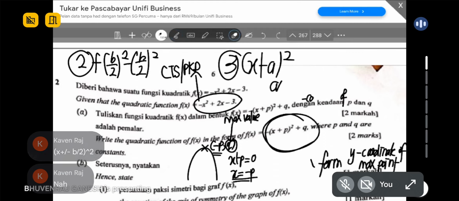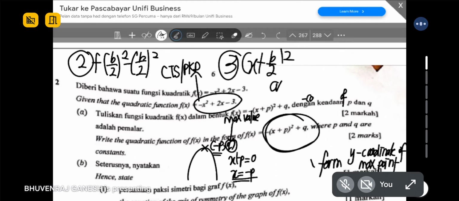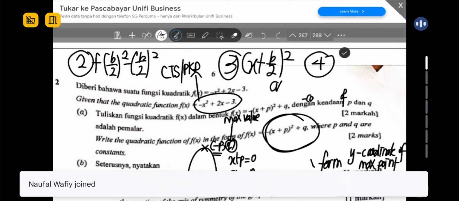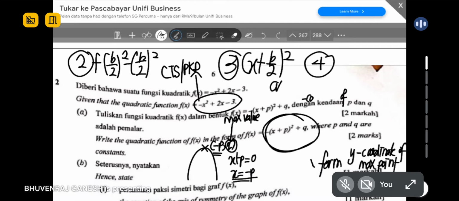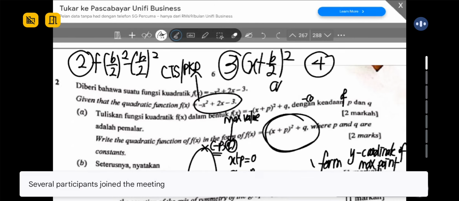So you can write it as x plus b over 2 square. Something like this. Correct. And then the last step, guys, yang keempat, what is the final step that you must do? Always CTS got 4 steps, guys. PKD, saya ajar lah, ada 4 langkah. So what is the last step? Anyone? What you must do?